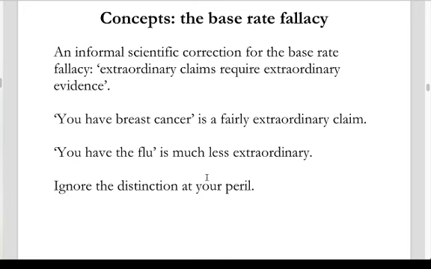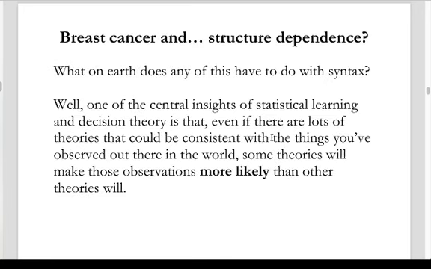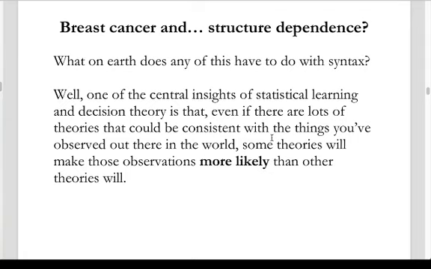Anyhow, why are we going through all of this? Well, the general lesson here is that one of the central insights from statistical learning and decision theory, that's what we're talking about here basically, is that even if there are lots of theories that could be consistent with the things you've observed out there in the world, some theories will make those observations more likely than other theories will. So that's the likelihood part of Bayesianism, and that's what Regier and Gahl are going to focus on when we talk about poverty of the stimulus in this anaphoric one example.